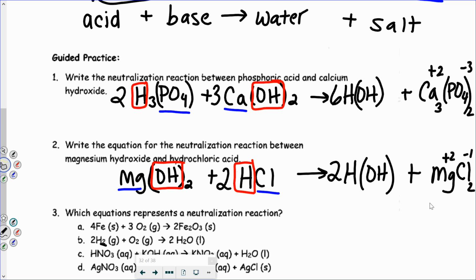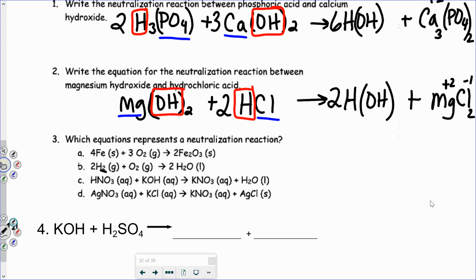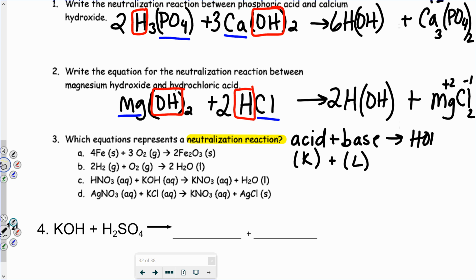Another problem you could see would be the example like number 3. Which equations represent a neutralization reaction? So whenever you're asked multiple choice which one is a neutralization reaction, you need to know the general formula. Acid, which is table K on your reference table, plus a base, table L on your reference table, yields water and a salt. You want to remember that it is a double replacement reaction, right?